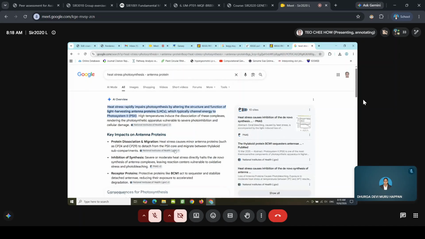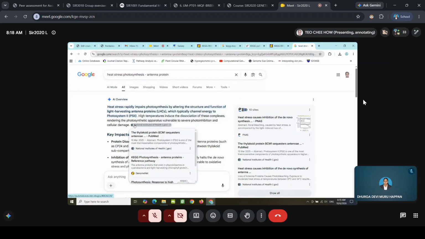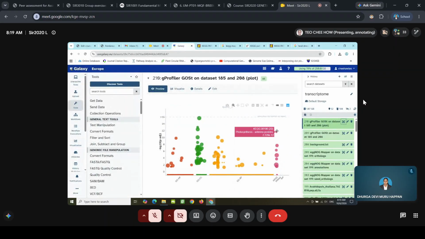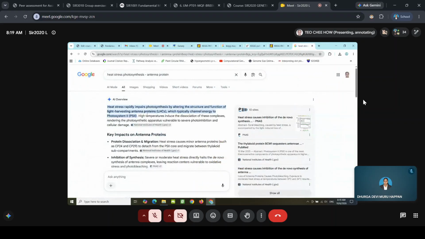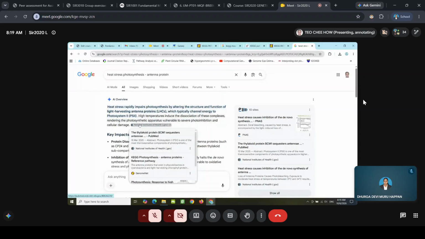So some of the information from this journal, right, thylakoid proteins, and they are involved in this. So you can refer to this one to find explanation to support your finding. Now we know that the genes in the Arabidopsis under heat stress are regulating or involved in this photosynthesis antenna protein pathway, and you need to find the support, right? So you can look for the articles.